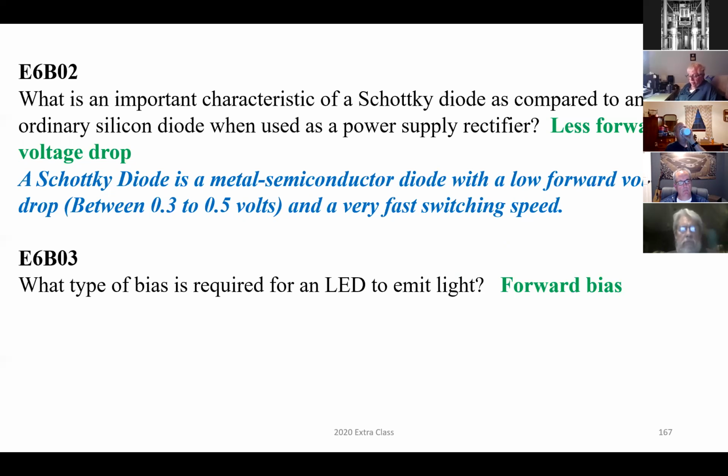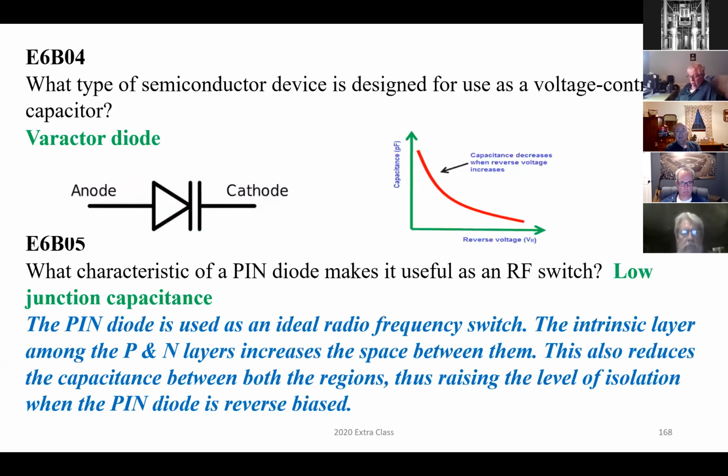Normal voltage drop is about 0.68 or 0.7. So with the Schottky, it's much lower and it switches much quicker. Okay, what type of bias is required for an LED to emit light? It would be B, forward bias. Yeah, reverse bias, you don't get a whole lot.